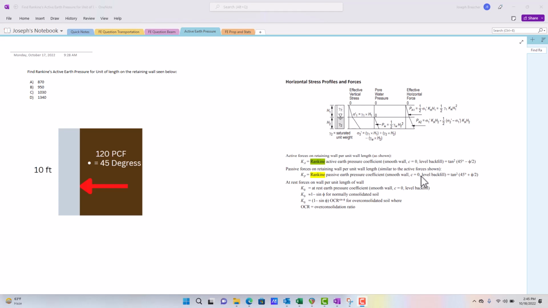Okay, so let's get into this one here. It says, find Rankine's active earth pressure for unit of length on the retaining wall seen below. So where are we going to start with this one? I have an excerpt from the FE manual. You're going to want to search Rankine. That's what I did here.